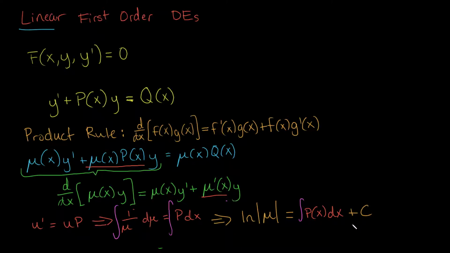Now, if we think about putting e to the power of both sides, then we'll finally get that the absolute value of mu, which as we know we can remove and then increase the boundaries on c, that mu of x, what's called an integrating factor for this equation, is going to make it into the product rule. Mu of x equals e to the integral of p of x dx times c.